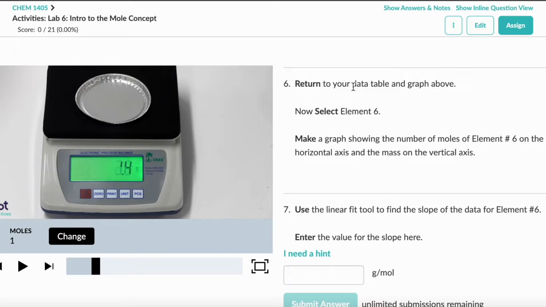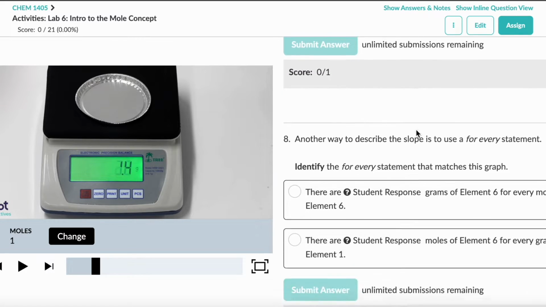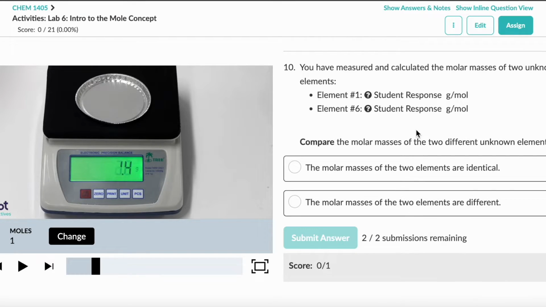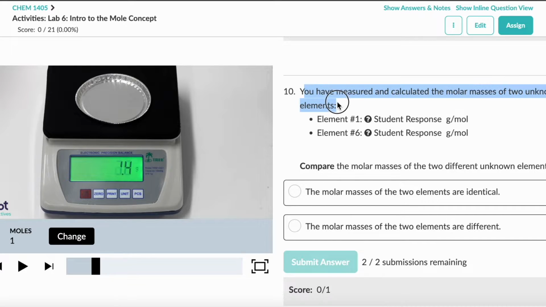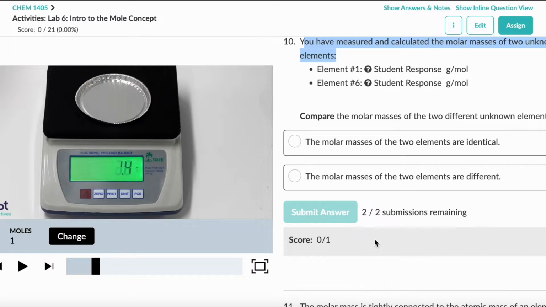Now, you are going to return to your data table, and then you are going to work on whichever element you are given right here. In this case, it's number 6. And you're going to do the exact same thing all over except for that element. And again, follow-up questions regarding that same element. It's basically the same exact process except for a different element. And then you are going to compare whether you have the same element or not. If the molar masses are identical, it's the same element. But if they are different, you have 2 different elements.